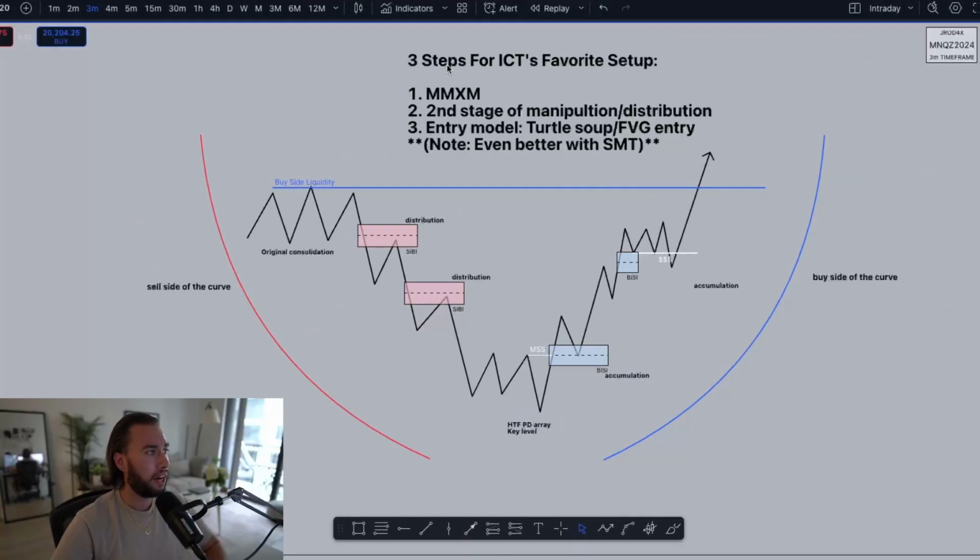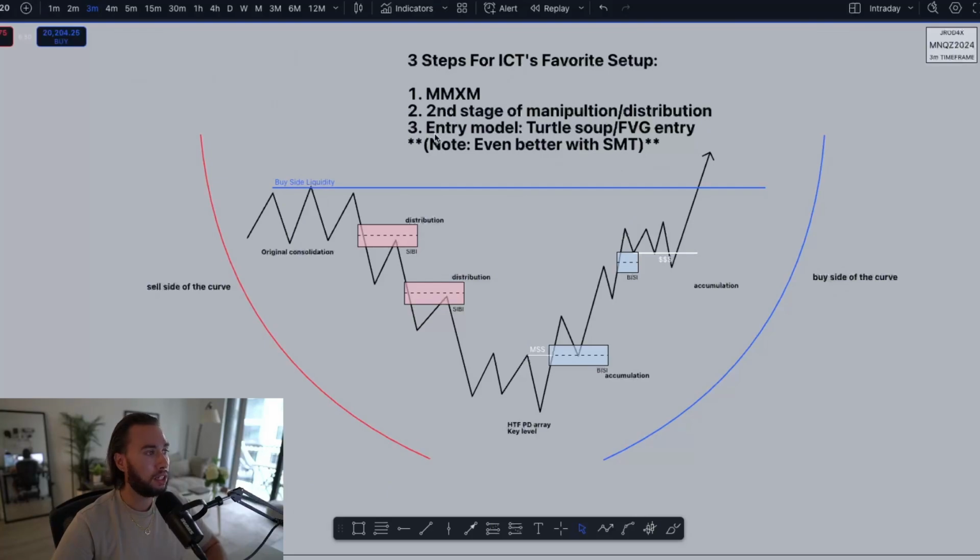So right here, you can see I have three steps for ICT's favorite setup. Number one, market maker models. Number two, second stage of manipulation or distribution. And number three, which will be your entry model. Ideally, you want to be looking for a turtle soup or fair value gap entry. It is even more ideal if you have SMT with it.